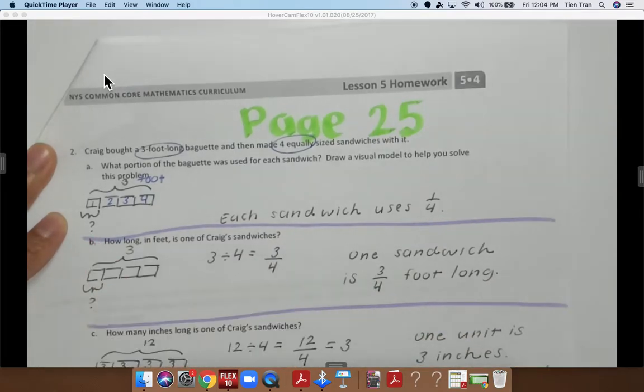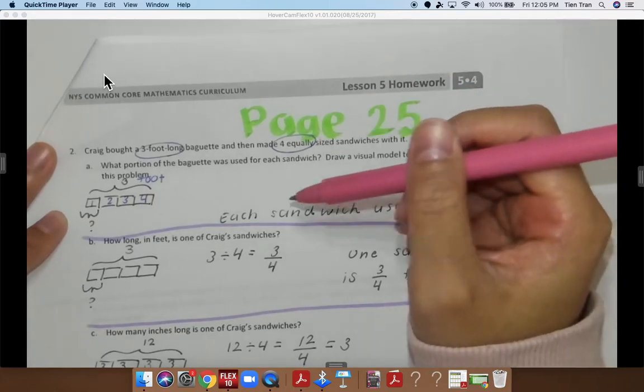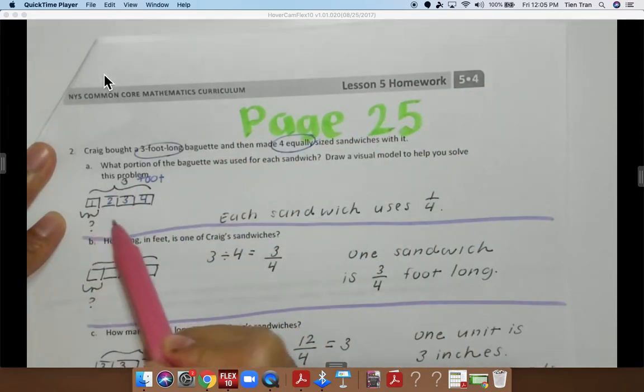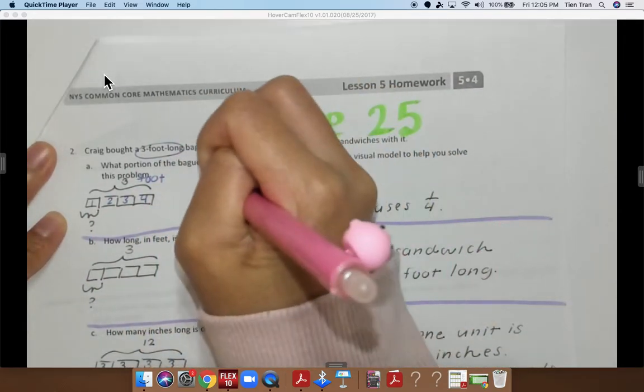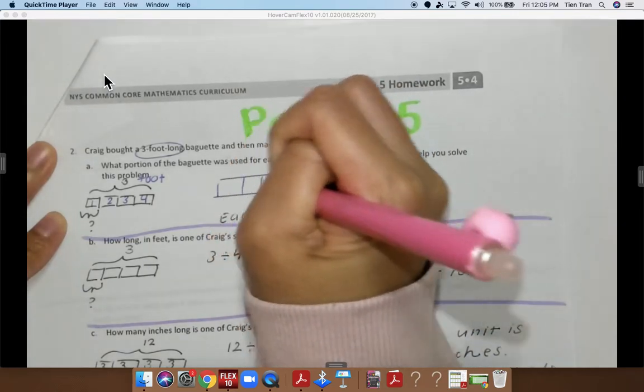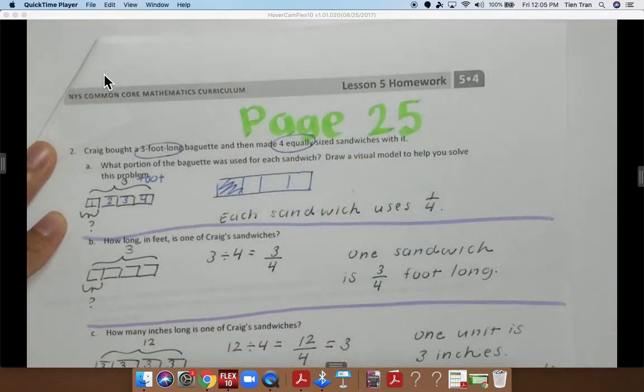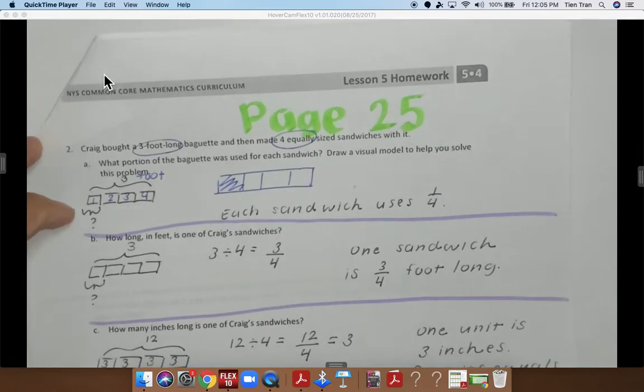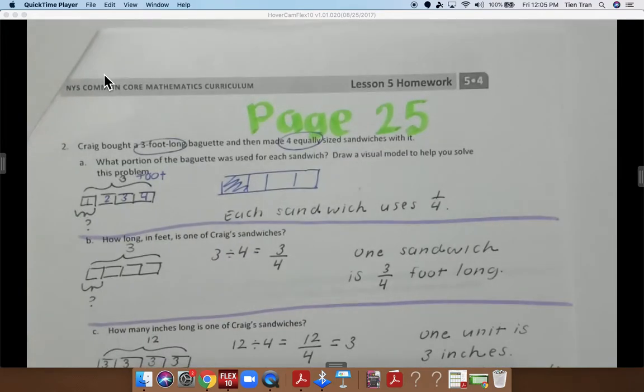So we're figuring out one of the pieces. Looking at that, I can see that it is 1/4 of the baguette. Just to make it bigger so you can see, we would have 1/4. So each sandwich uses 1/4.